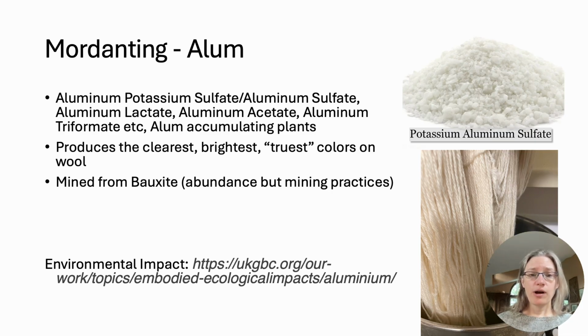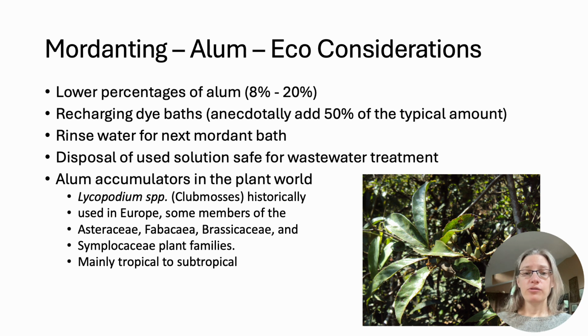Now, the problem with aluminum from an ecological standpoint is that it is mined. So this is something that is actually removed from the earth. It is very abundant, but mining practices can have their downsides. I've included a link here, which you might be interested in learning more. So the question for me is, how do we use alum? It really is far and away the best mordant that we can use for our natural dye practice, but how do we use this responsibly?